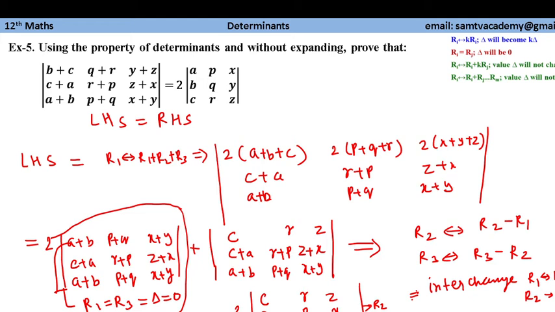A P X, PX and B Q Y and C R Z. This we will get. So hence this is also proved.